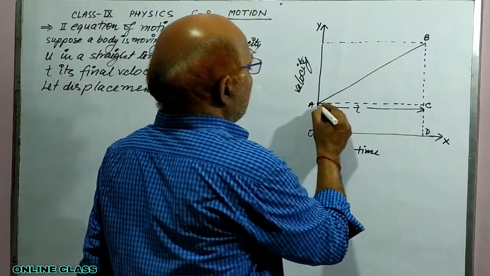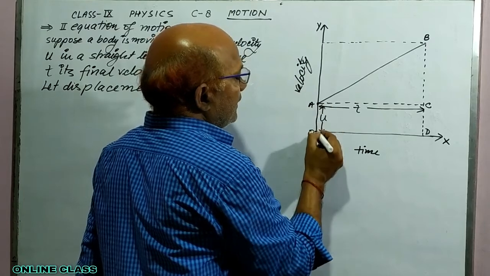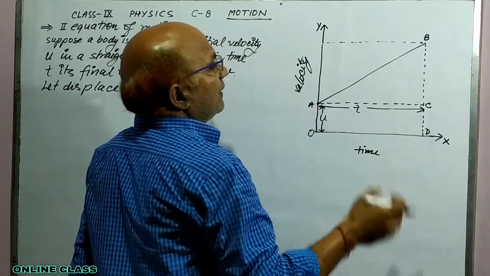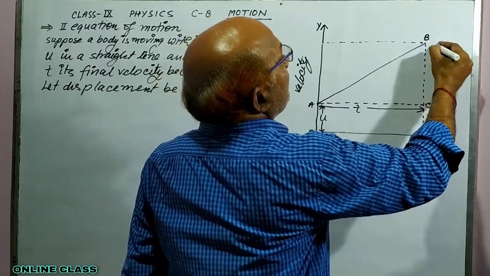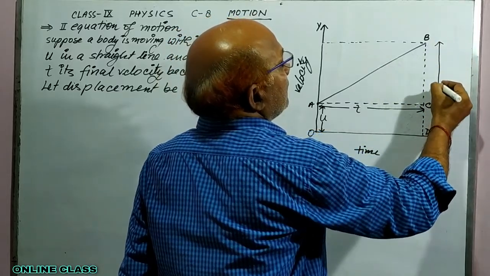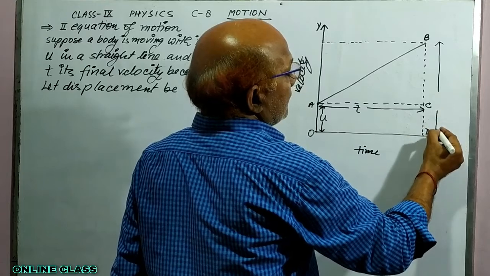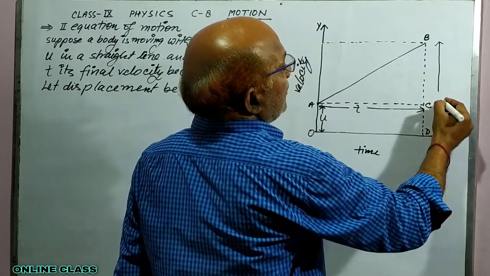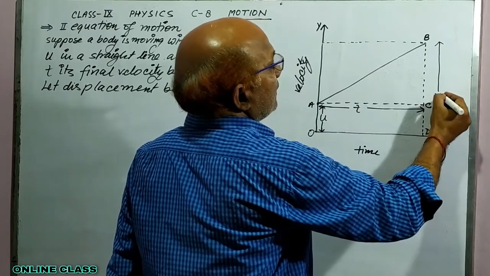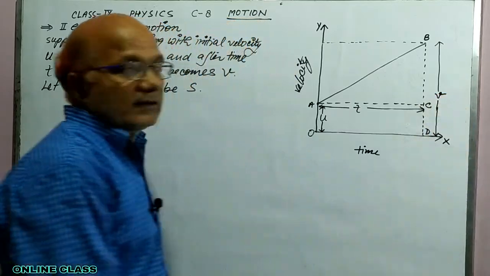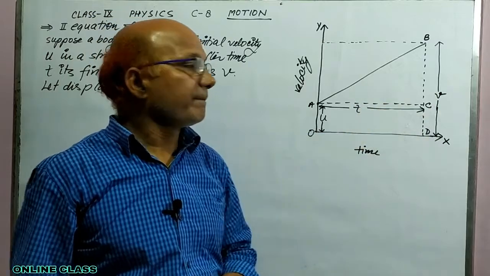Now, OA is the initial velocity, and this one, from B to D, this much, BD, shows the final velocity and it is denoted by v. Okay.